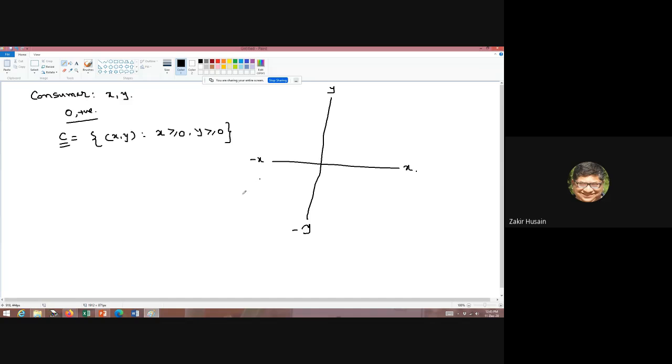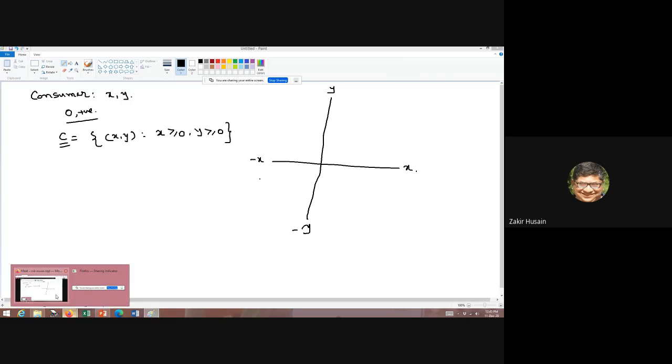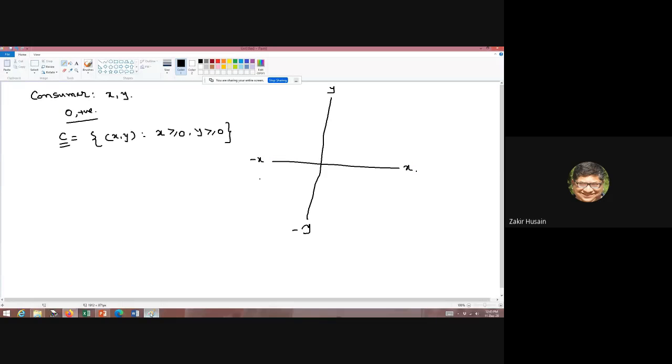So what is C? The region of the first quadrant. Okay, so it's basically these parts. Will it include this line also? Yes, sir. Greater than or equal to.